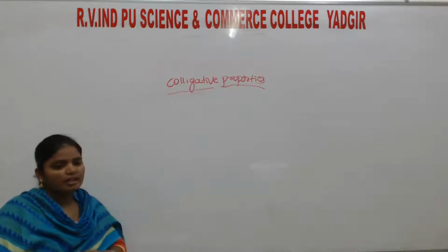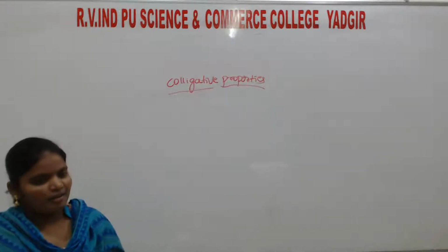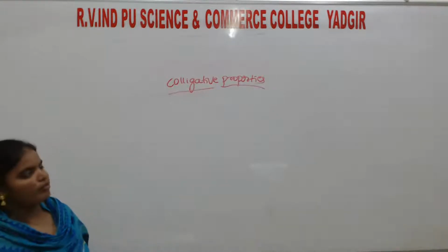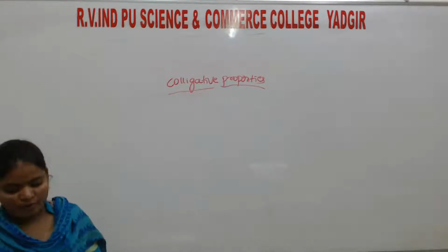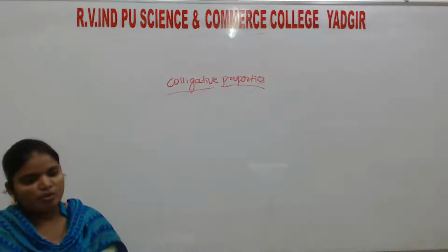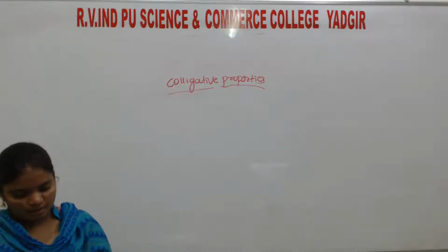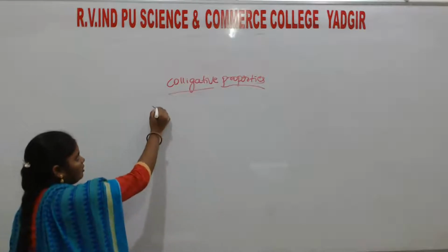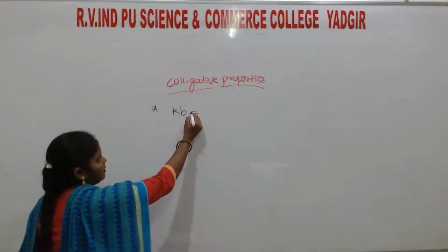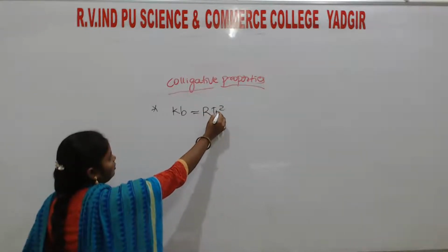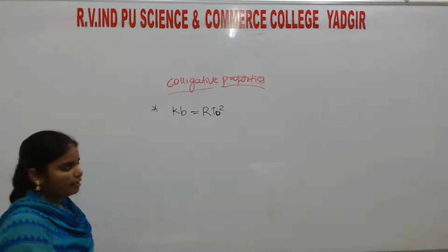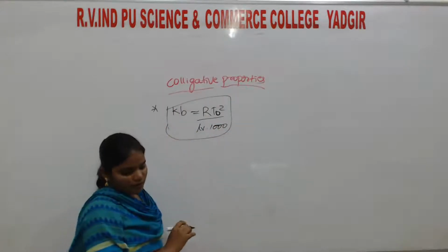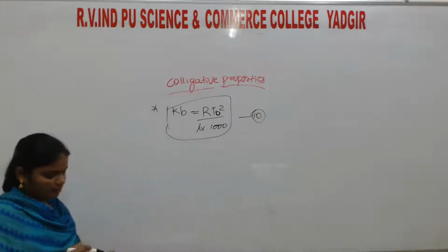Dear student, in the last section we discussed the derivation of boiling point, and its relationship to lowering of vapor pressure and molecular mass. The final equation we get is Kb equals R T naught square divided by LV into 1000. This is the final equation, equation number 10.